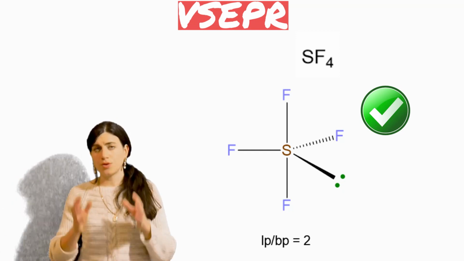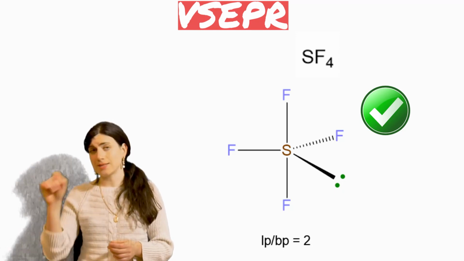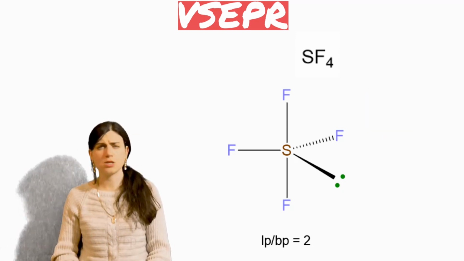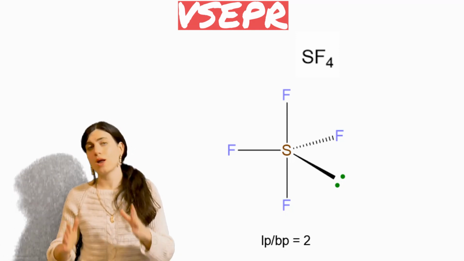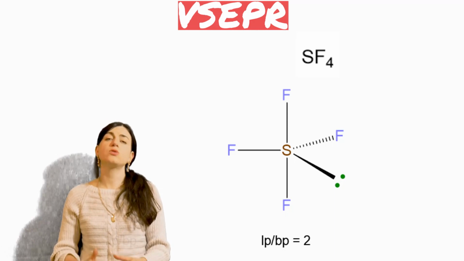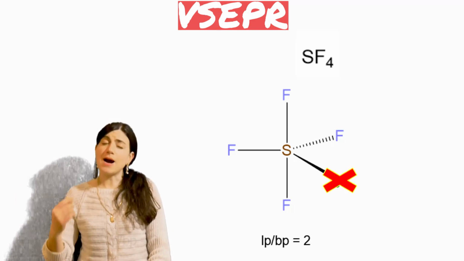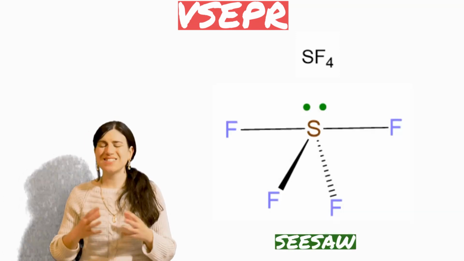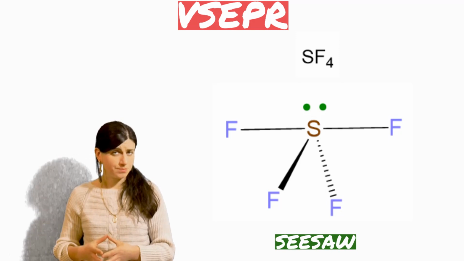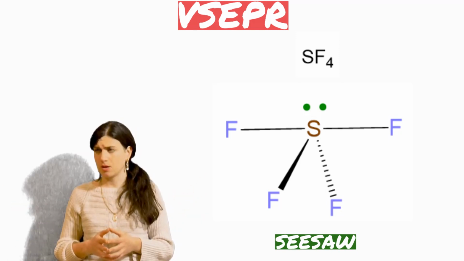So now, to define the geometry, again, you have to erase the lone pair, as we always do in VSEPR. You always have to erase the lone pair in order to have the geometry. So what is left if we erase the lone pair? It's the so-called seesaw molecular geometry, because the shape is like the shape of a seesaw. That's the reason for this name.